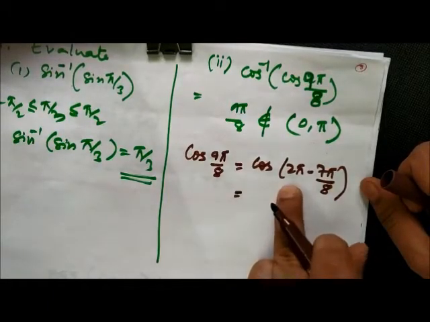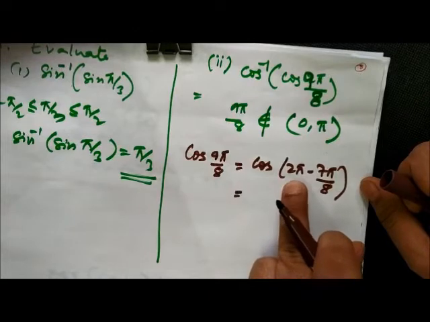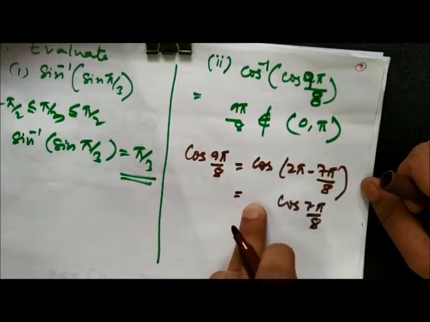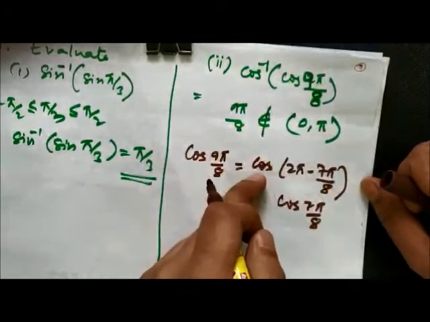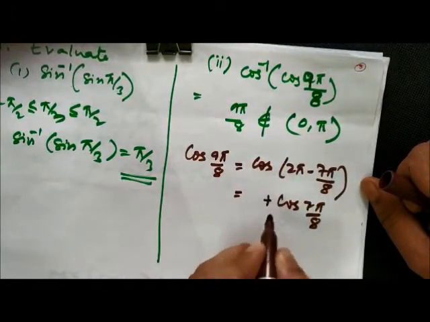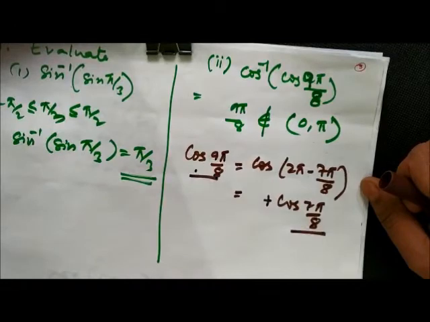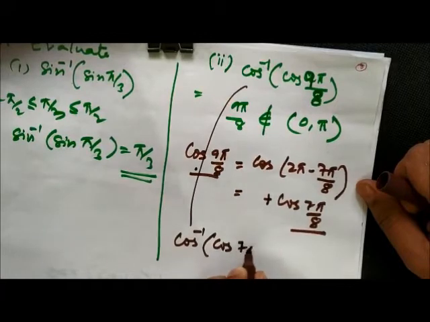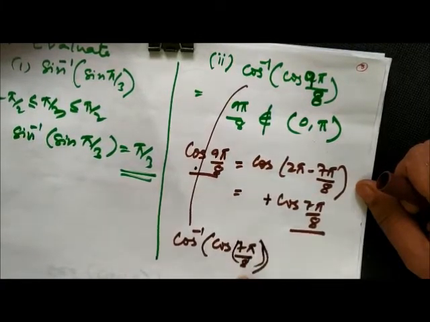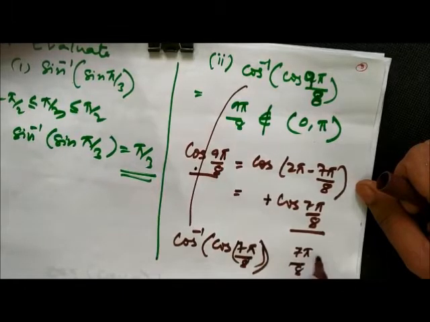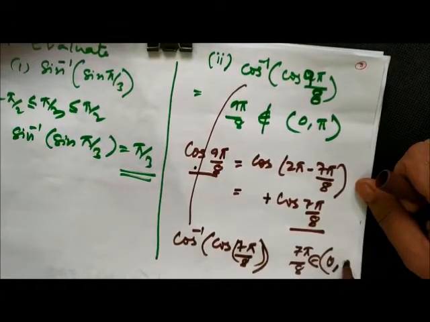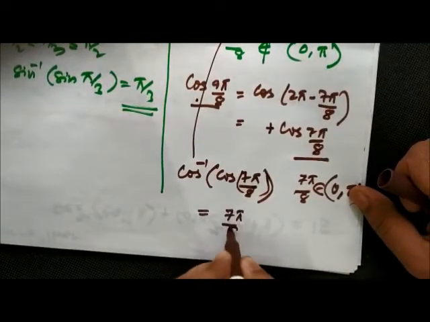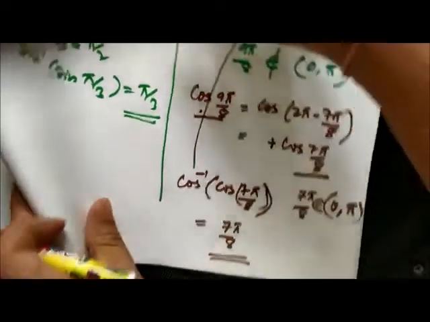And I apply the property here. 2 pi means even multiple of pi by 2, plus and minus acute angle, cos with the acute angle, plus and minus sign as per the quadrant rule. This is the fourth quadrant, 2 pi minus something, fourth quadrant, so it will appear as the plus sign. So this means cos 9 pi by 8 is same as cos 7 pi by 8. So I can rewrite this as cos inverse cos of 7 pi by 8. Here 7 pi by 8 is between 0 to pi. So I can write directly this is equal to 7 pi by 8 this time. Done?